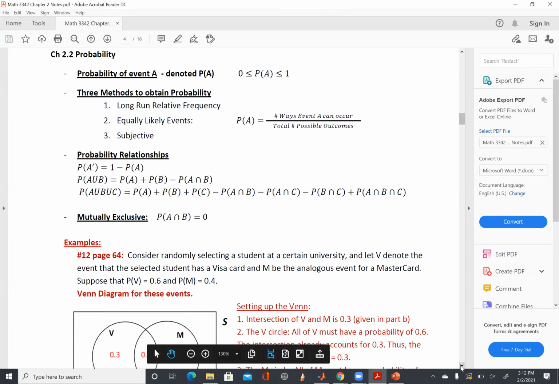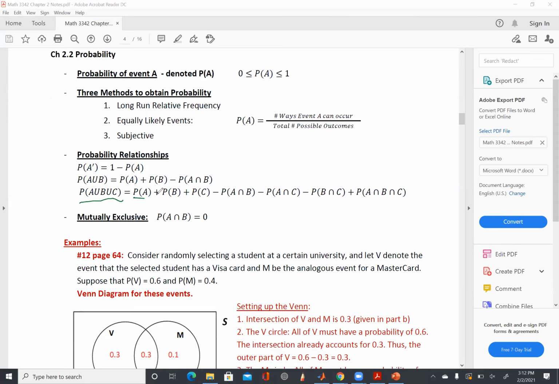Okay, so there is another probability relationship. If we have three events and we want to find the probability of the union of these three events, then how do we calculate it? You have to calculate the probability of A union B union C.